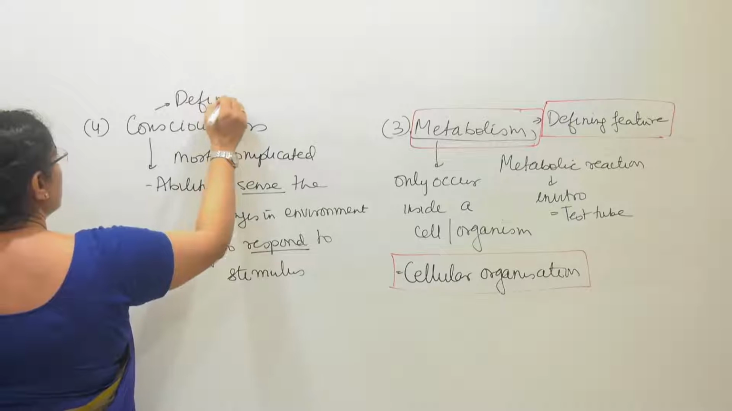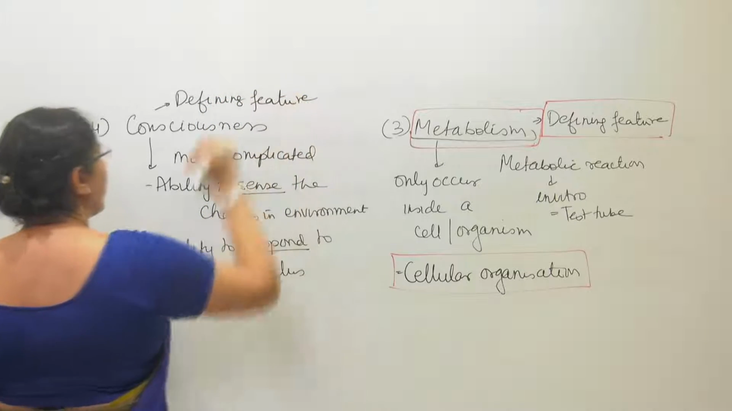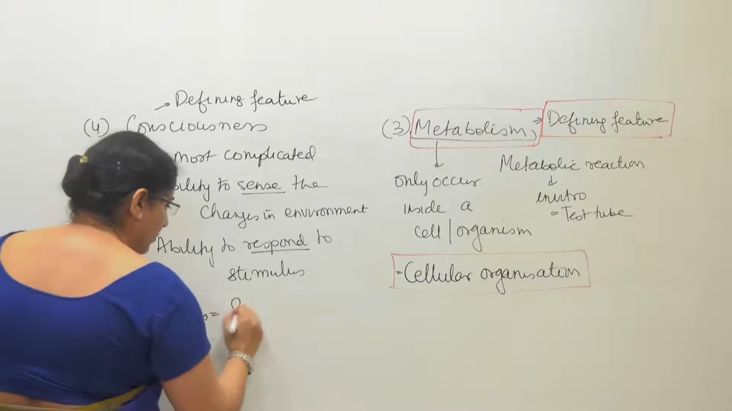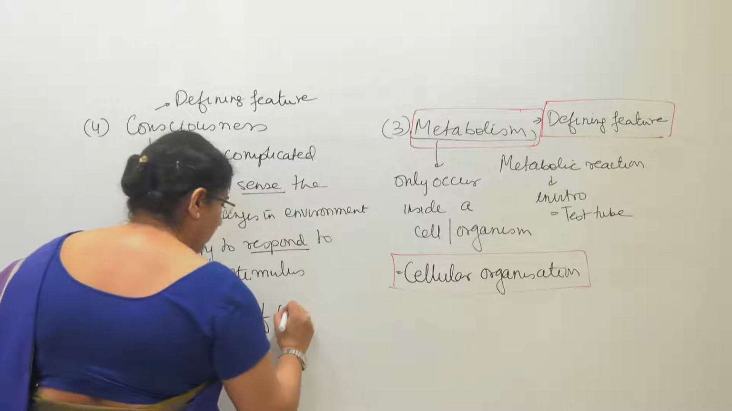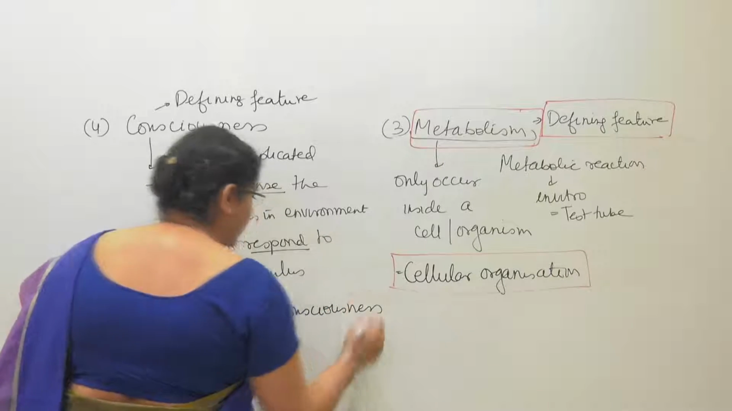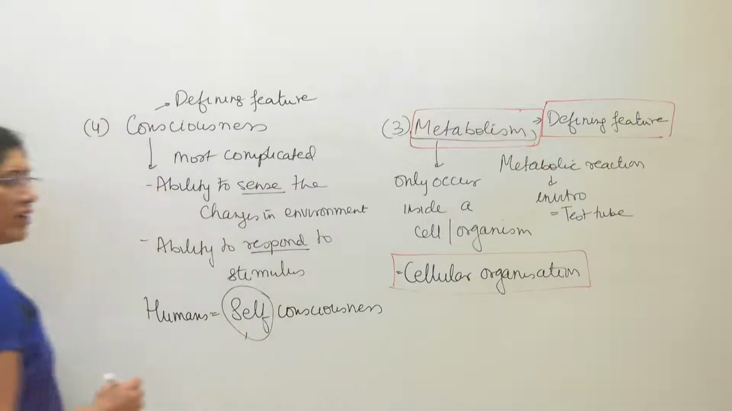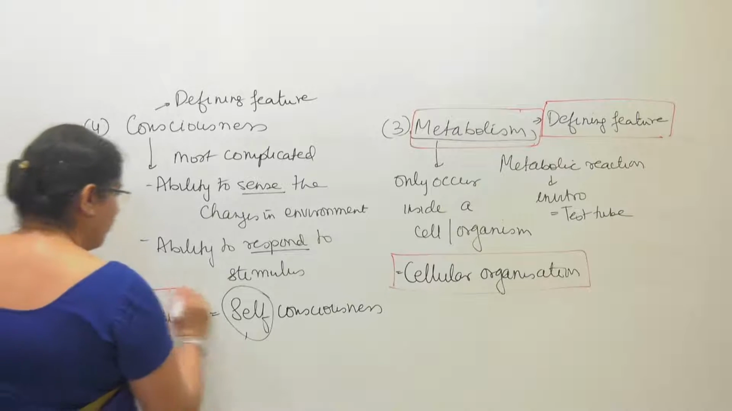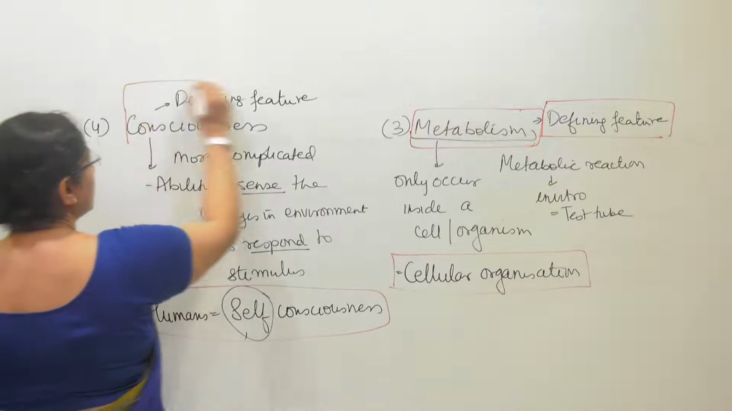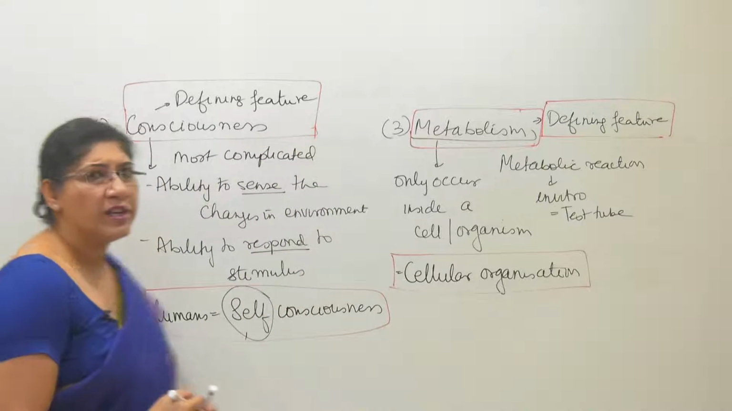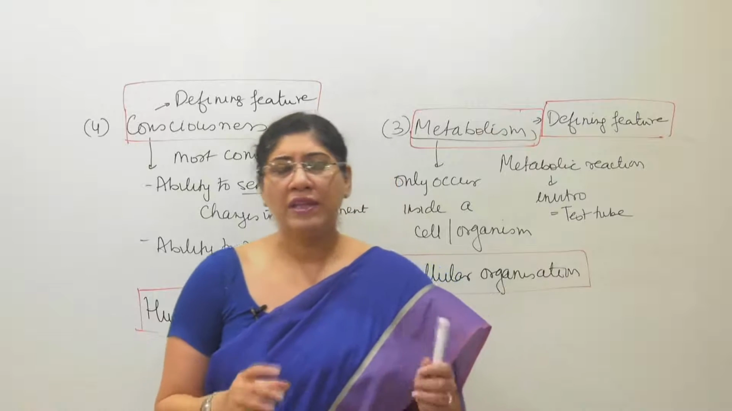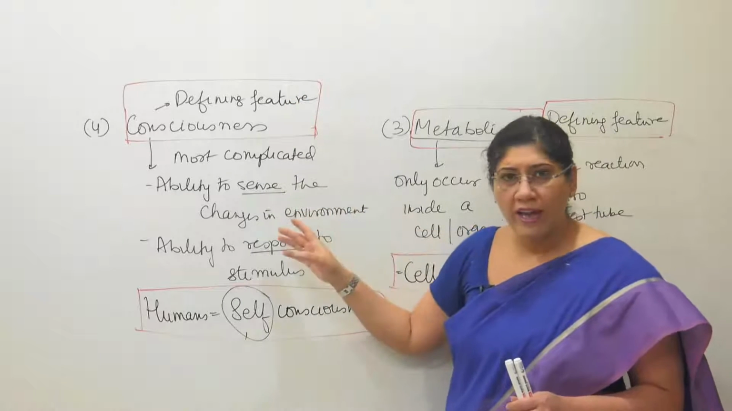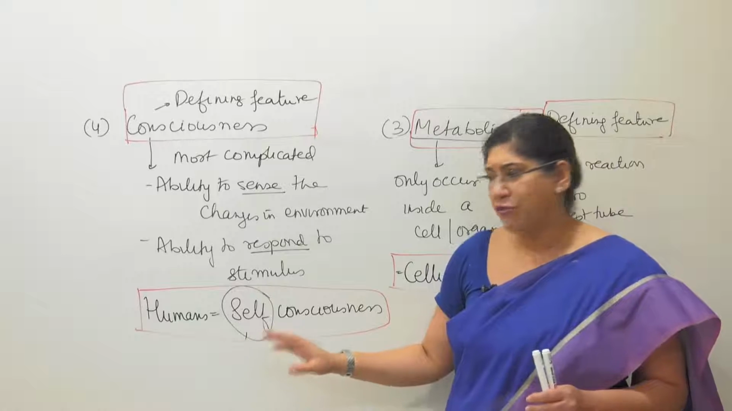So consciousness also becomes a defining feature. In humans, especially, we take another defining feature, self-consciousness, to be aware of one's own body and changes which are occurring. So only for humans, you will also take self-consciousness. Of course, there are exceptions like patients in coma, but those are exceptions under the medical category. Under normal conditions, you can take consciousness for all organisms and self-consciousness especially for humans.